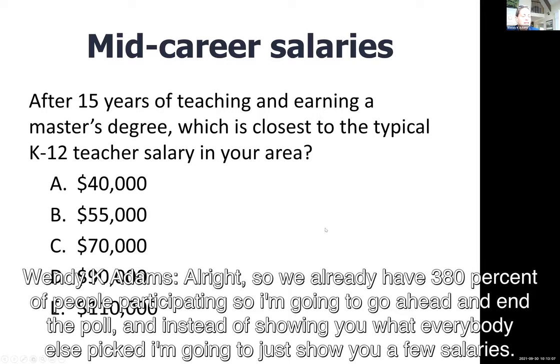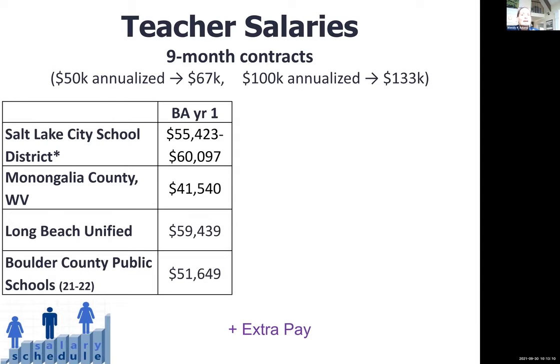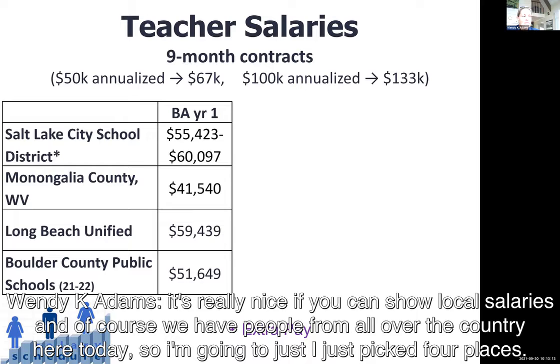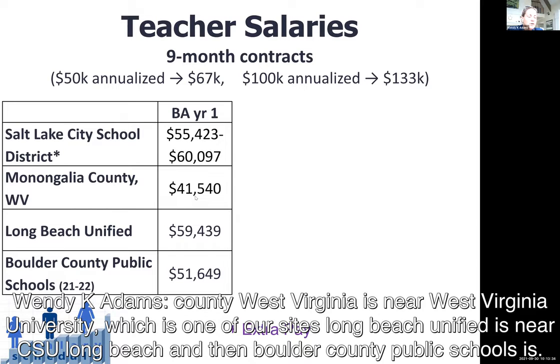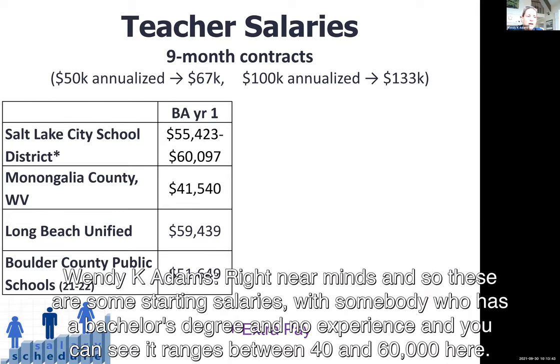And instead of showing you what everybody else picked, I'm gonna just show you a few salaries. It's really nice if you can show local salaries. And of course we have people from all over the country here today. So I just picked four places. These are all places that we have comprehensive study sites. So that's how I picked them. Salt Lake City School District is within an hour of BYU. Monongalia County, West Virginia is near West Virginia University, which is one of our sites. Long Beach Unified is near CSU Long Beach. And then Boulder County Public Schools is right near Mines. And so these are some starting salaries for somebody who has a bachelor's degree and no experience.